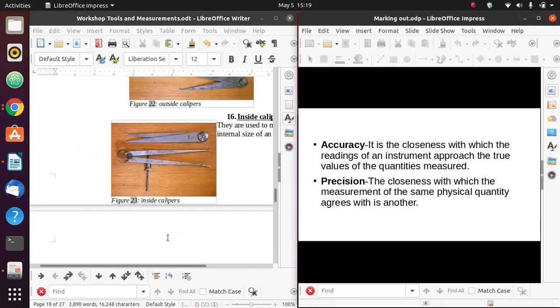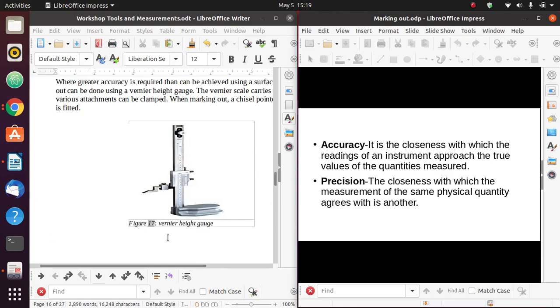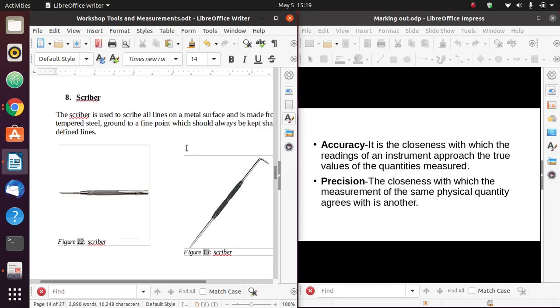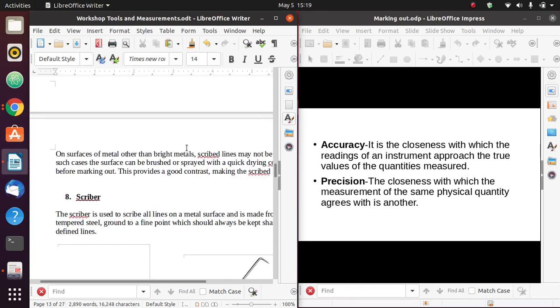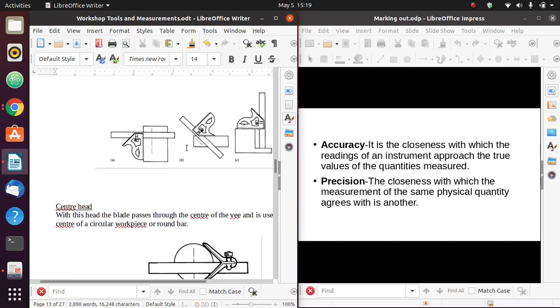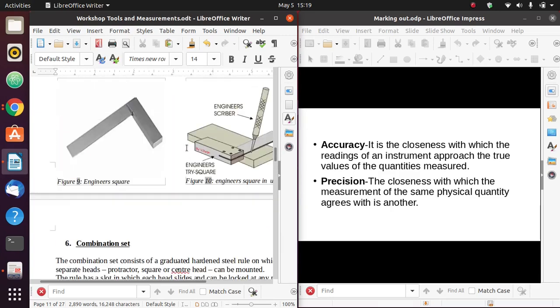Accuracy. Accuracy is how close the measured value is to the true value. When we are talking about, let's say we are measuring the length of a piece of metal, and the true value is 10 centimeters. Then I use, for example, a vernier caliper. The measuring instrument is a vernier caliper, and I find that my length is 10.3 centimeters. Then the closeness of that reading to the actual value is what we call accuracy.